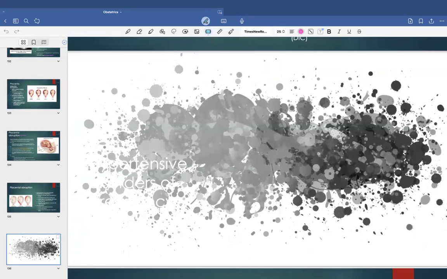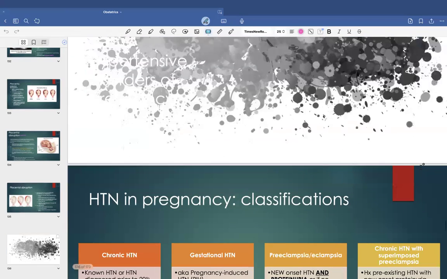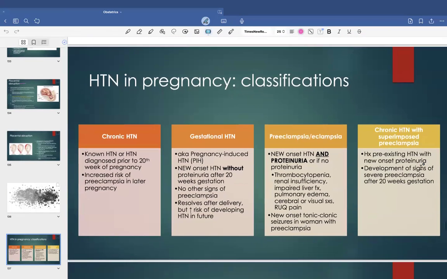All right, so hypertension, several different categories. We're going to talk about these: chronic, gestational, preeclampsia, eclampsia, chronic hypertension with superimposed preeclampsia. For chronic hypertension, these are patients with known hypertension. They have high blood pressure. They've had it before they were pregnant, or they were diagnosed prior to 20 weeks of pregnancy. There's an increased risk of preeclampsia later in pregnancy in these patients.